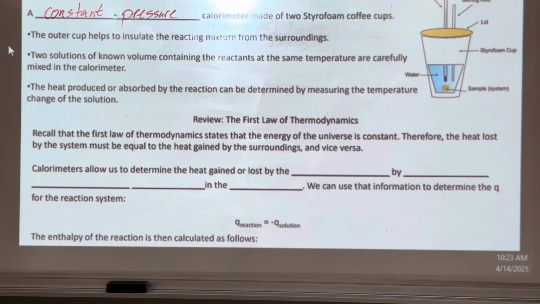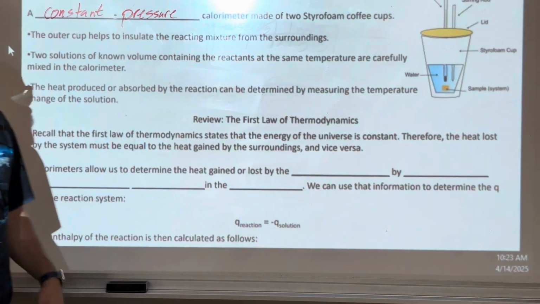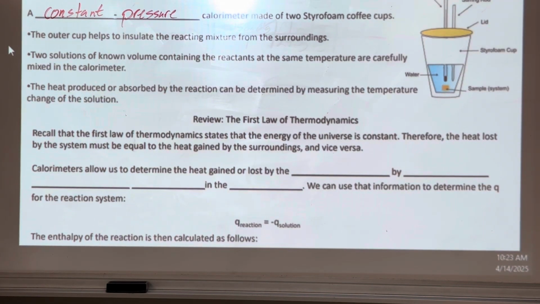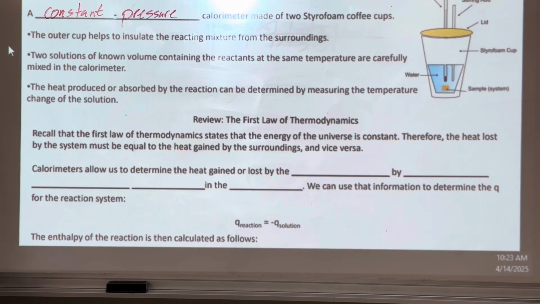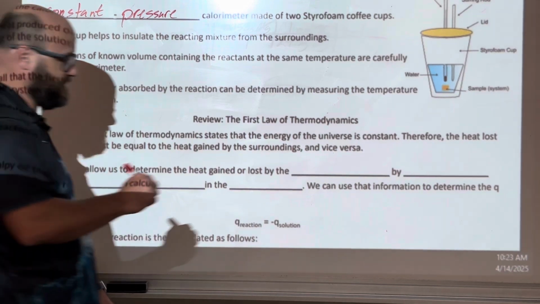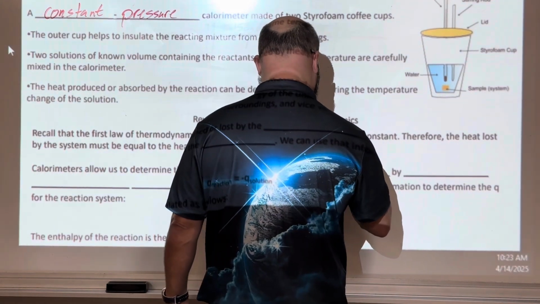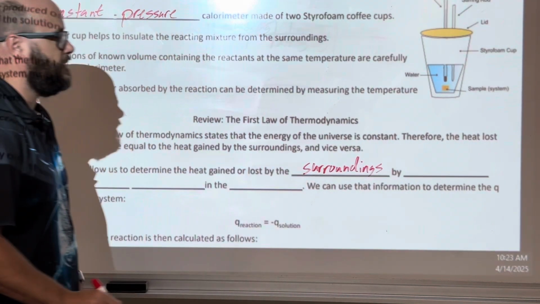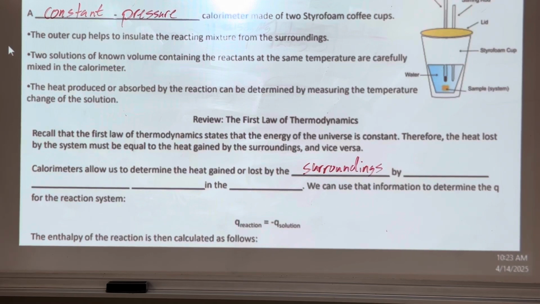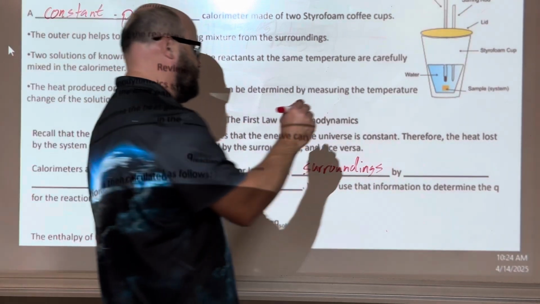Real quick, a review of the first law of thermodynamics. All the energy in the universe is constant. You can't create nor destroy it. However, you can transfer it to other things. The heat lost must be equal to the heat gained by the surroundings and vice versa. So you do this by measuring the heat gained or lost by the surroundings first. And then compare that to measuring the temperature changes in solution.